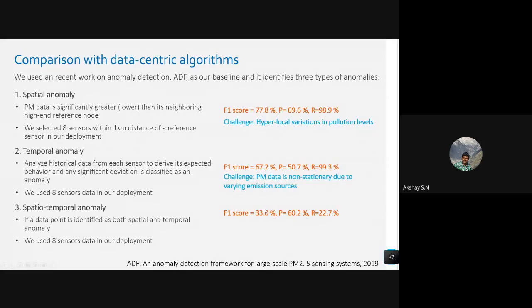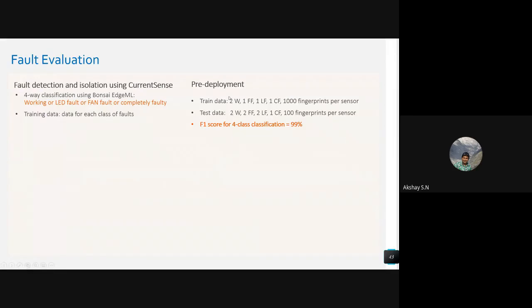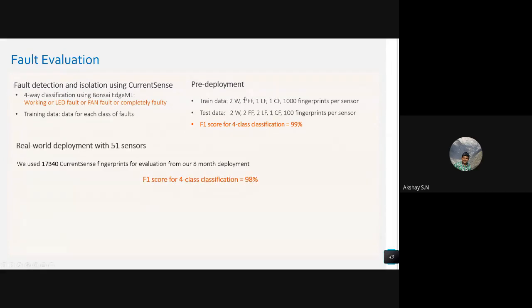Now let's see how using current sense we can improve the accuracies. What we have done is we have created a small ML algorithm which will classify each sensor as either working, or it has an LED fault, or a fan fault, or completely faulty. So we collect training data for each class of faults. Before you deploy the sensor, we use two working, one faulty, one fan fault, one laser fault, one completely faulty. We collect training data, we build a model, and our model has 99% accuracy in 4-class classification.